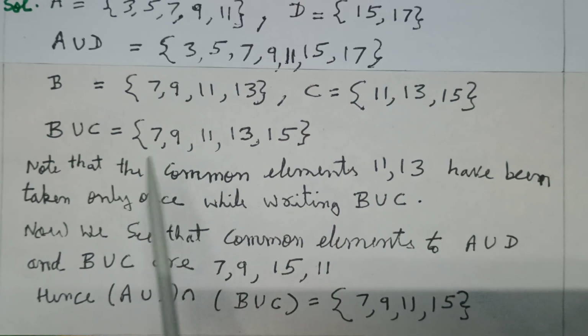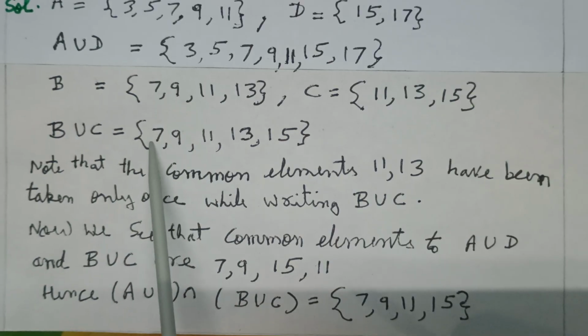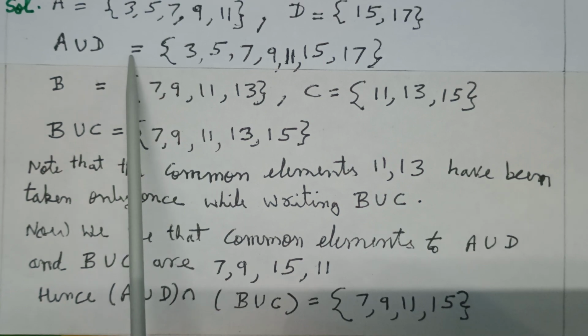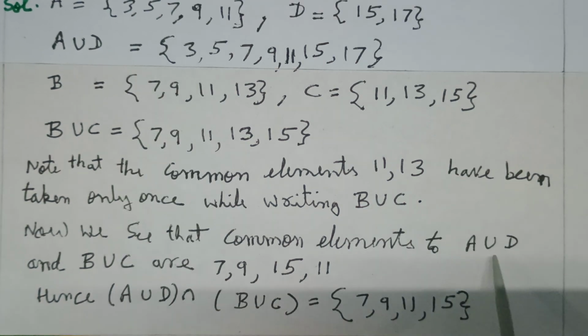अब इन दोनों में देखिए B union C और A union D, इनमें कॉमन क्या है. तो हम देखते हैं कि common elements of A union D and B union C are 7, 9, 11, 15. ये 4 एलिमेंट कॉमन है. Hence A union D intersection B union C is equal to 7, 9, 11, 15 within braces.